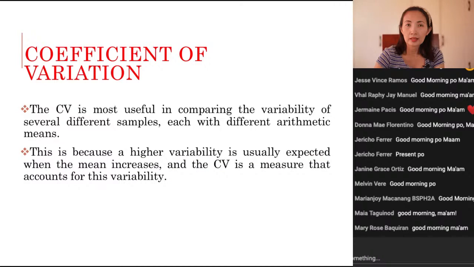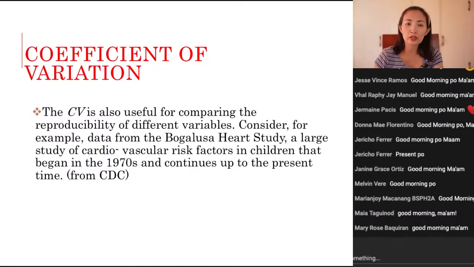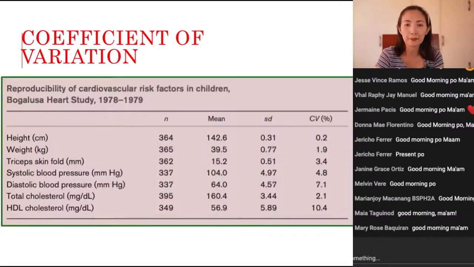The coefficient of variation is also useful for comparing reproducibility of different variables. Here is data I obtained from the CDC, data from a heart study, a large study of cardiovascular risk factors in children, which started in the 1970s and continues up to the present. And here is the table.